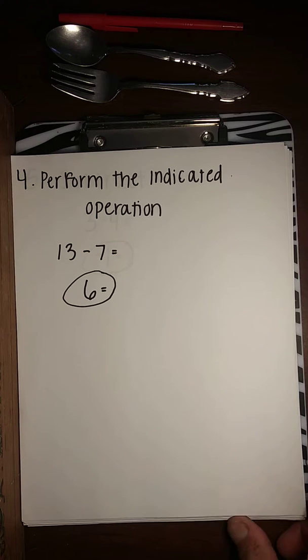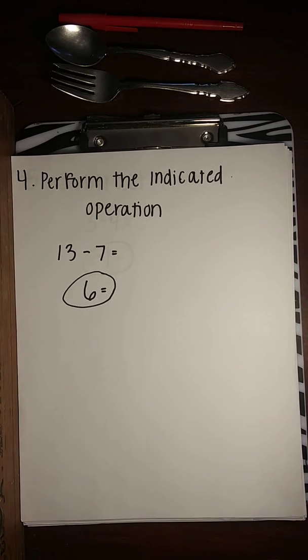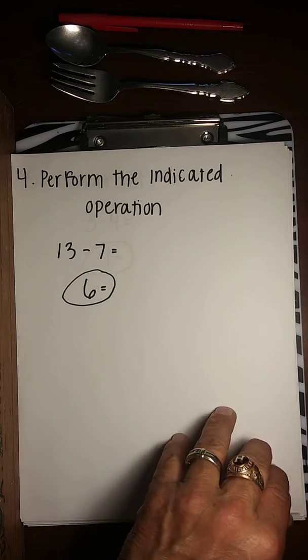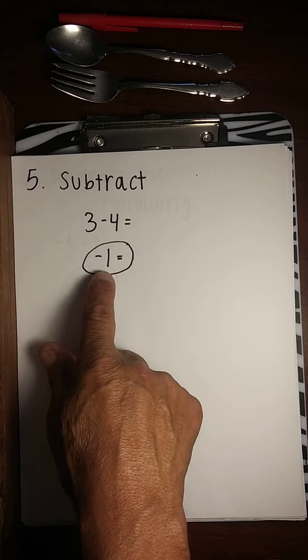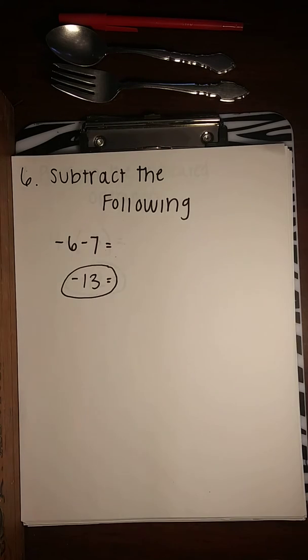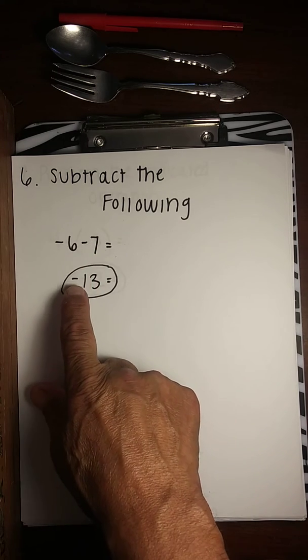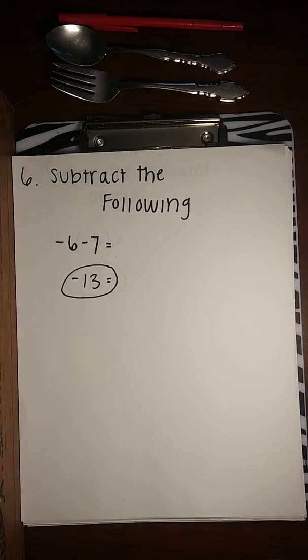13 minus 7. You can do it in the calculator if you want to, but 13 minus 7 is going to give you a 6. 3 minus 4 is going to give you a negative 1. Subtract the two numbers. Negative 6 and negative 7, both are negative signs. Add them up. Negative 13.